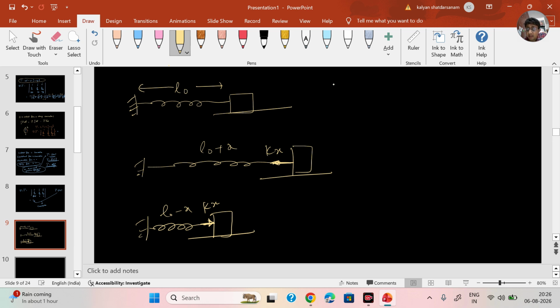I think, did we discuss this? Spring constant into length of the spring is constant. This comes from molecular property of spring.